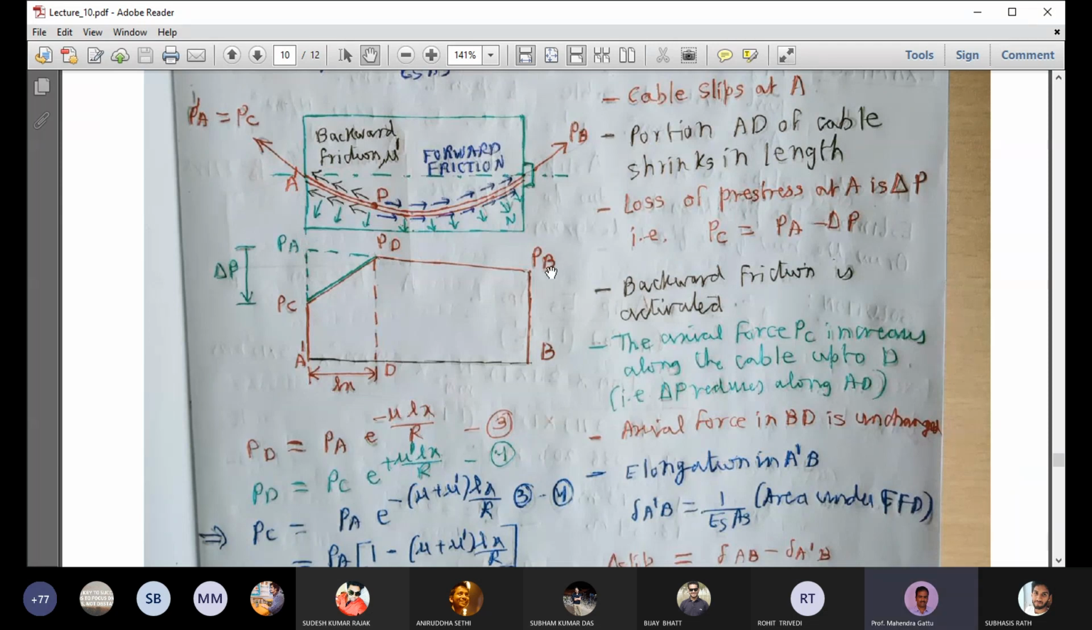So what is the difference between those two areas? Can anyone answer it? Amit Kumar, can you answer? What is the difference in area between this trapezium and this curve? PC, PD, PB. PA, PC, PD. Area of PA, PC, PD. Yeah, that is the area of this triangle, right? The difference between this area minus this area is the area of the triangle. So what is the area of the triangle?